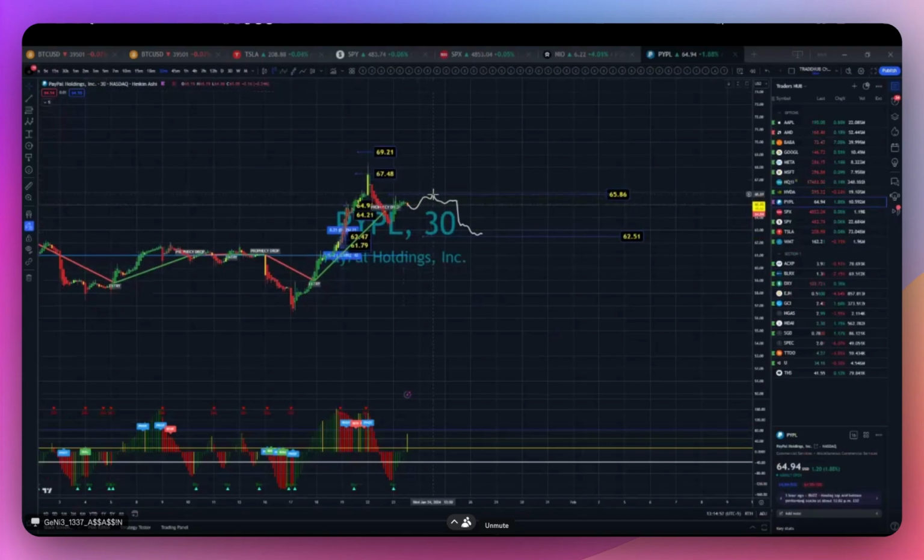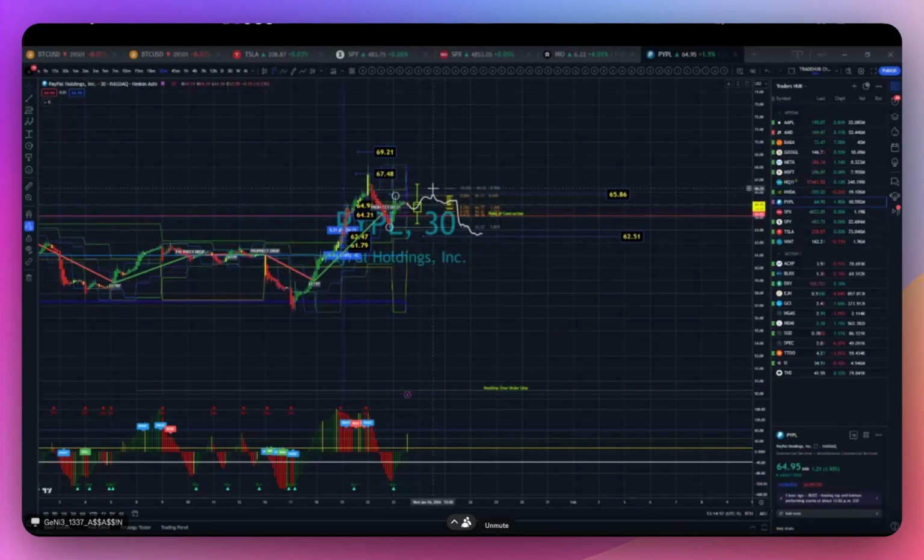PayPal, like we said, we're watching this chop at 65.86 to 62. If it fails to break 65, you can do puts down to 62.51. Confirmation of this put is when it retests 65.86 and fails the line at 65.08 the second time, not the first pop, because you got to remember this is going to be a pop. Wait for the secondary rejection at 65.86 and then drop.